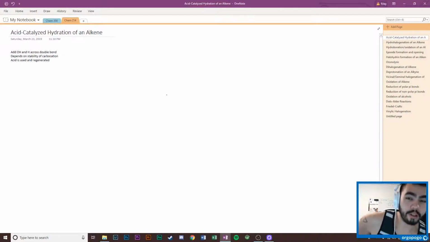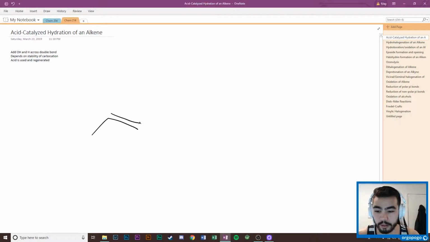Acid-catalyzed hydration of an alkene. You are adding an H2O equivalent across a double bond. So if we have a generic alkene, I'm going to make it asymmetrical, with one carbon more substituted than the other. That is going to be the nucleophile in the reaction.